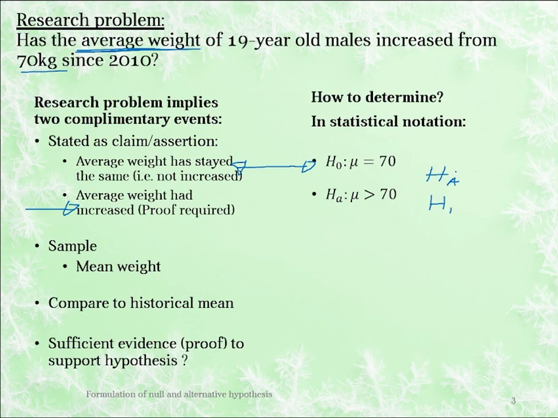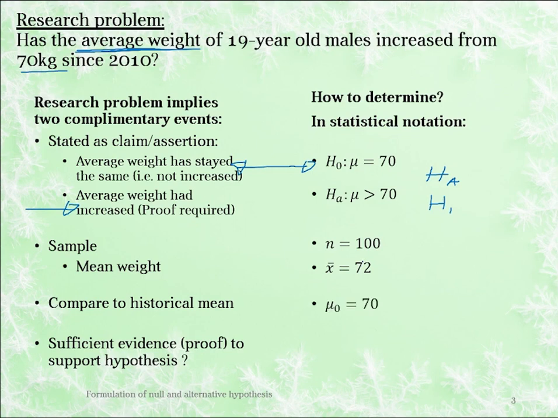Same thing, different notation. Now, the next thing is we would need our sample. So let's say in this case that we are going to get a sample of 100 19-year-olds and weigh them. And from those 100 19-year-old males, we get an average weight of 72 kilos. Now we might wonder, is this really a bigger weight? But we'll get to that just now.